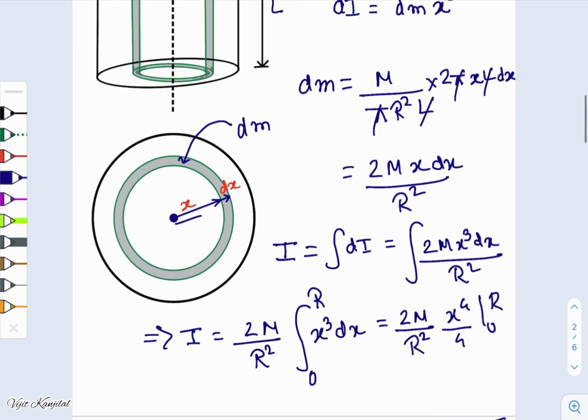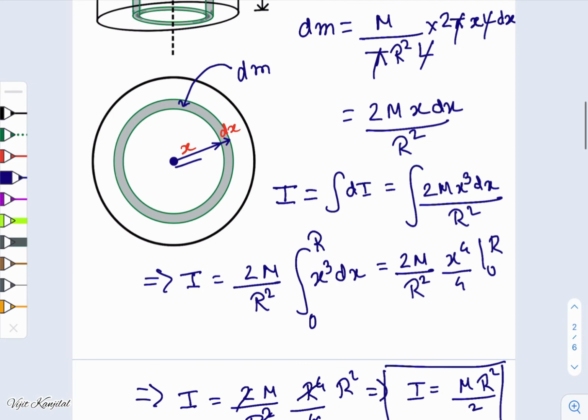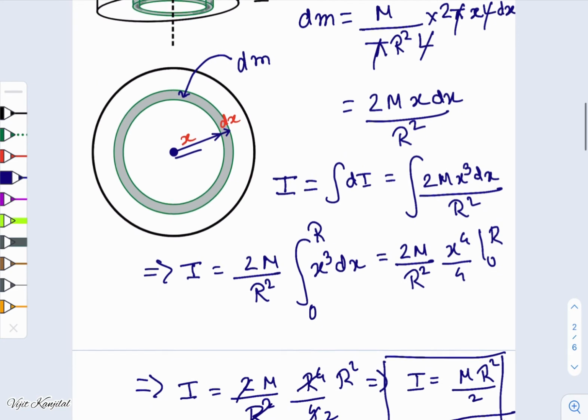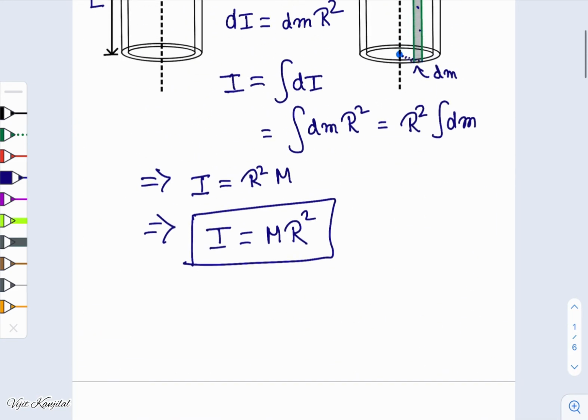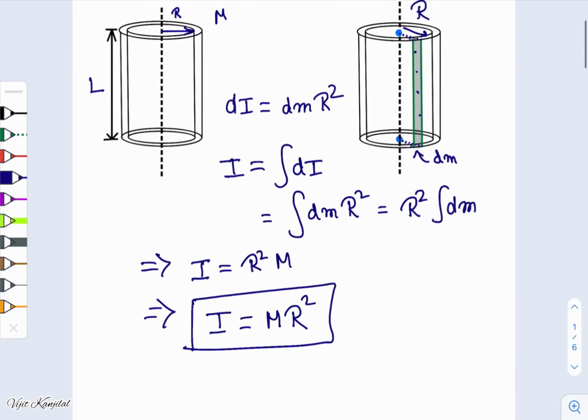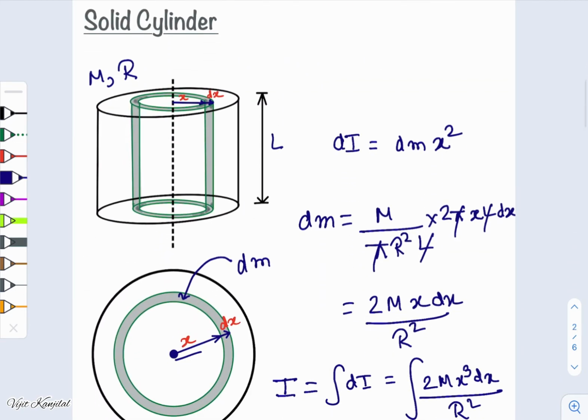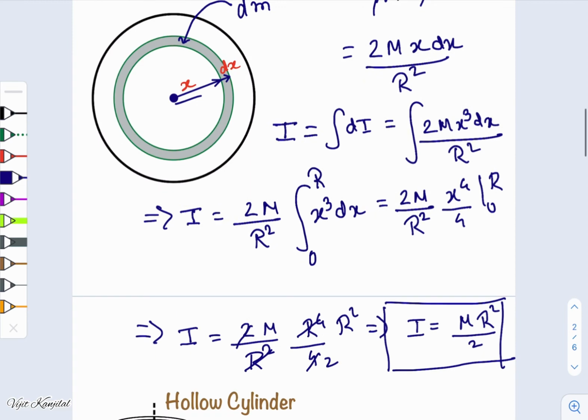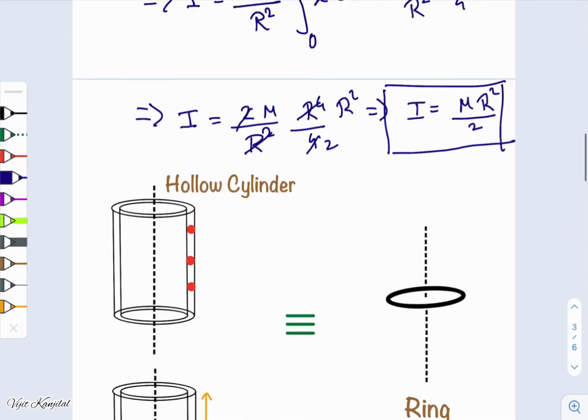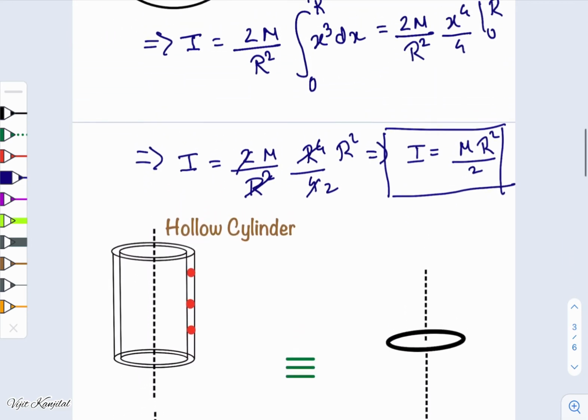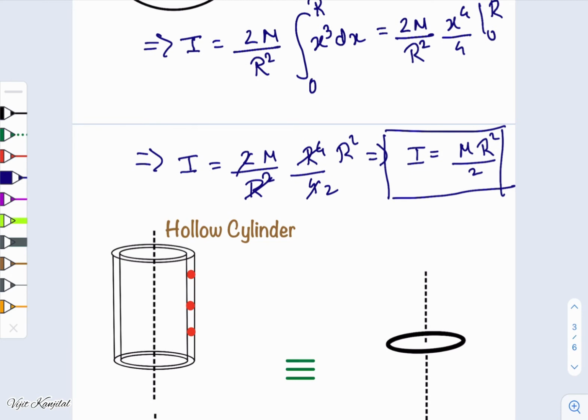Now this was a pretty long analysis. Now let us try to analyze these two particular cases, that is the case of a hollow cylinder and a solid cylinder, in a more sophisticated and smart manner. So let's do that. So first let's try to think about the case of this hollow cylinder.